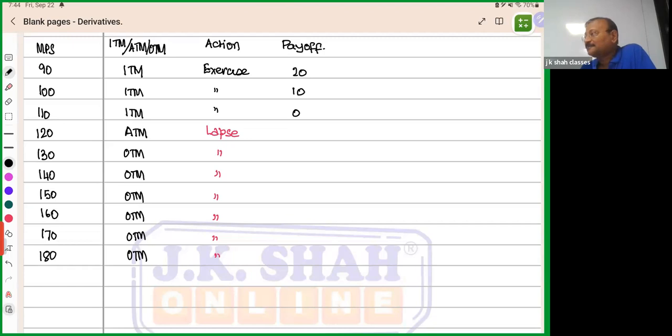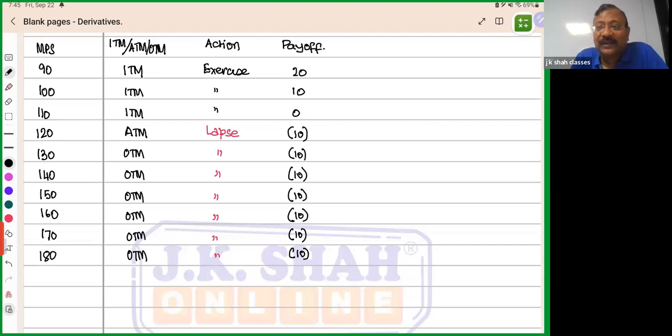And at 120, remember you're a buyer and your losses are limited. No, Nidhi, you will not lapse at 110. If you allow the option to lapse at 110, you will incur a loss of 10. But by exercising the option, you're bringing your loss down to 0.